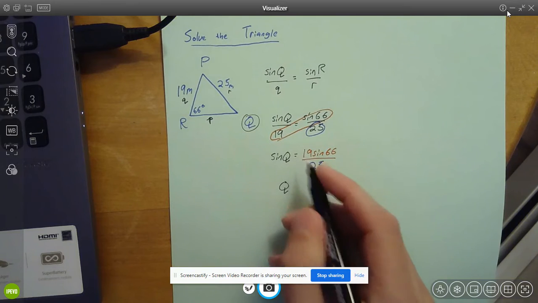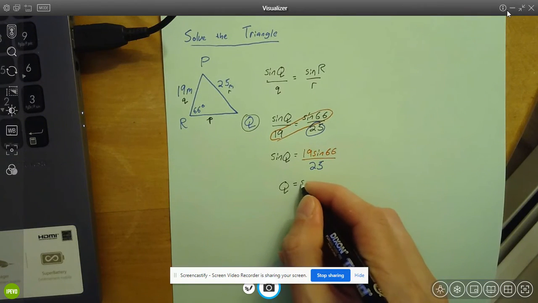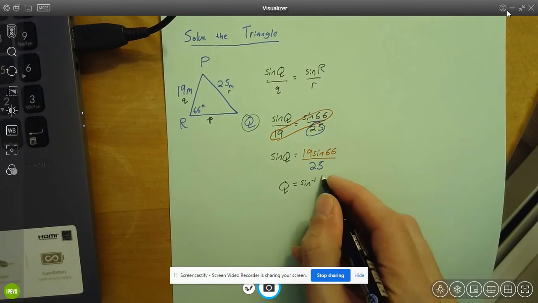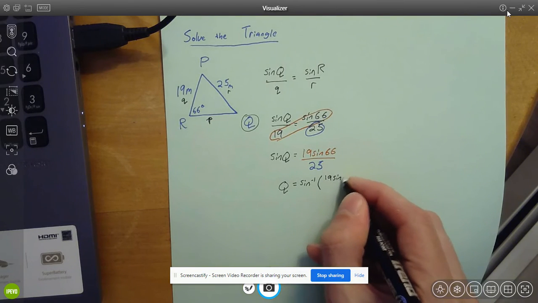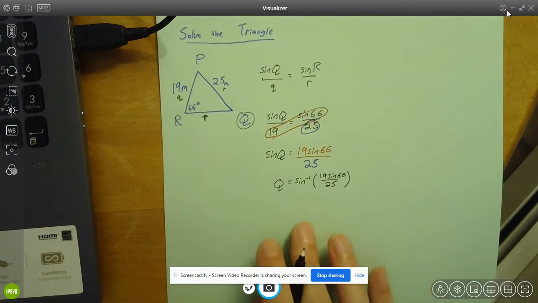How do I move the signs to their side? Well, we always do the opposite to move something across an equal sign. The opposite of the sine function is inverse sine, sine minus 1 on your calculator. So I'm going to take inverse sine to look up this ratio and to find angle Q.